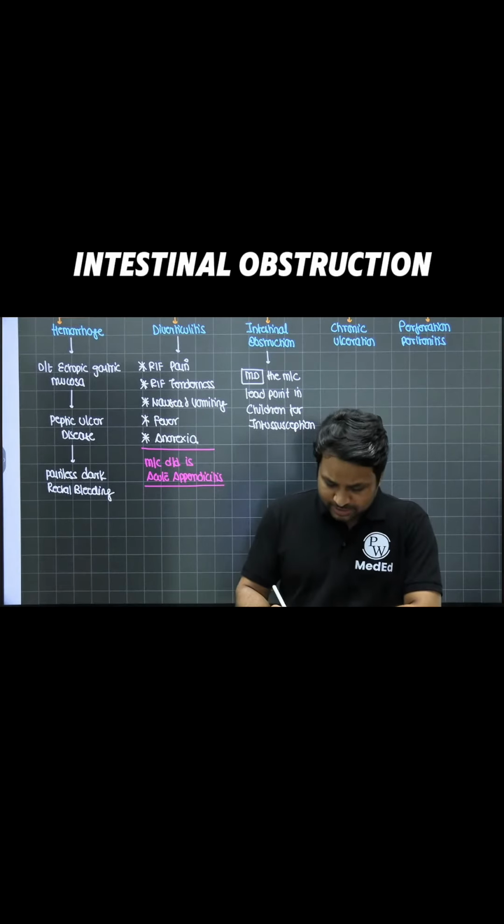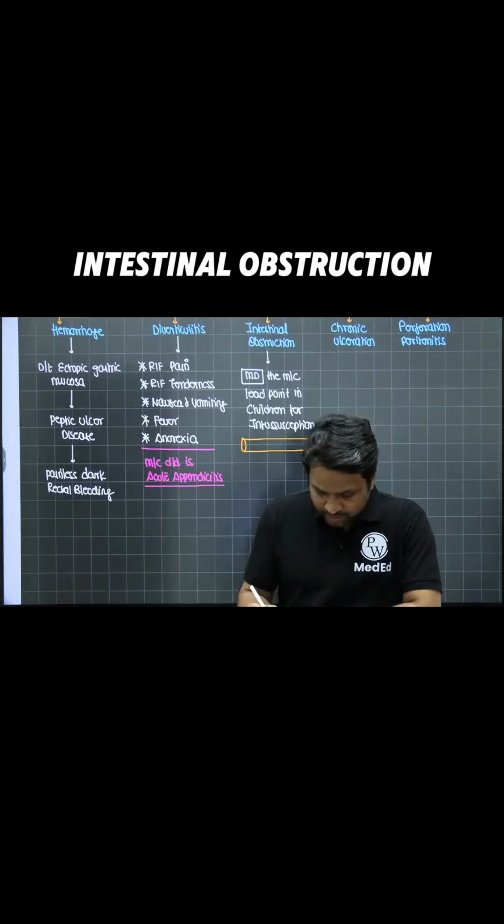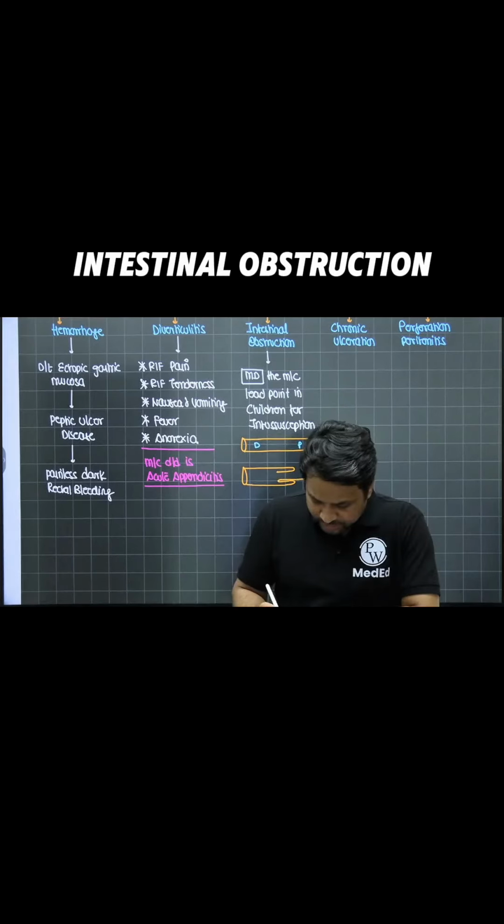So in general, when I say what is an intussusception, this is how the bowel looks. If I just divide it, this is the proximal end, this is the distal end. When the proximal end of the bowel telescopes into the distal end, that means the proximal end telescopes into the distal end.